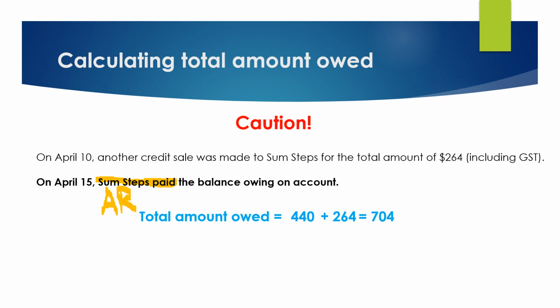Next, every time we see a payment of balance owing on account, this simply means that we need to calculate the total amount owing or owed to date. Lastly, be careful when we are adding the total amount owed from a credit sale. In this case here, we need to use the total amount including GST because this is the amount that we are expecting to receive from the customer.